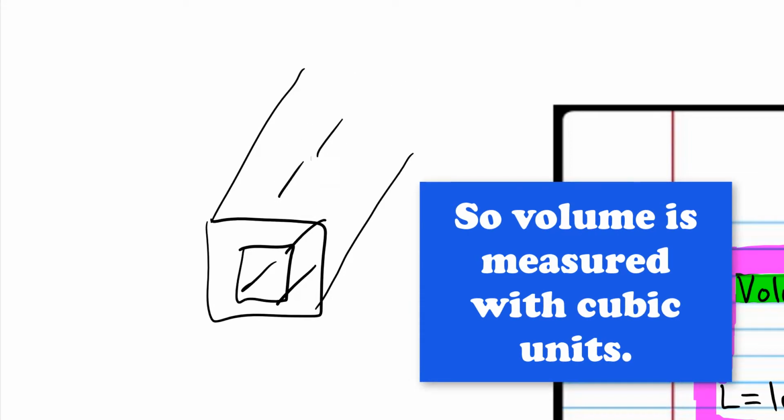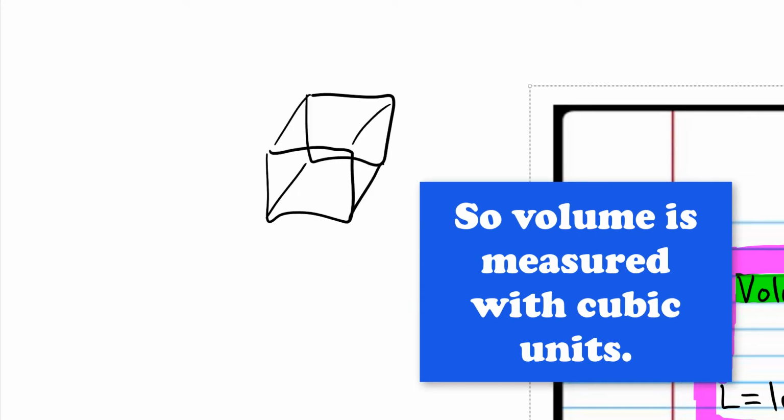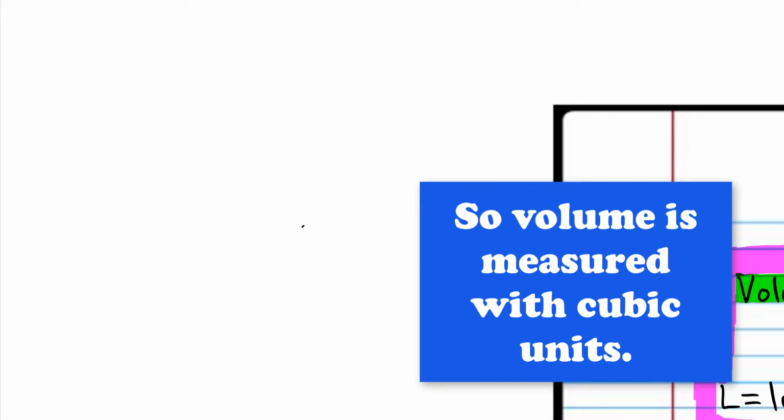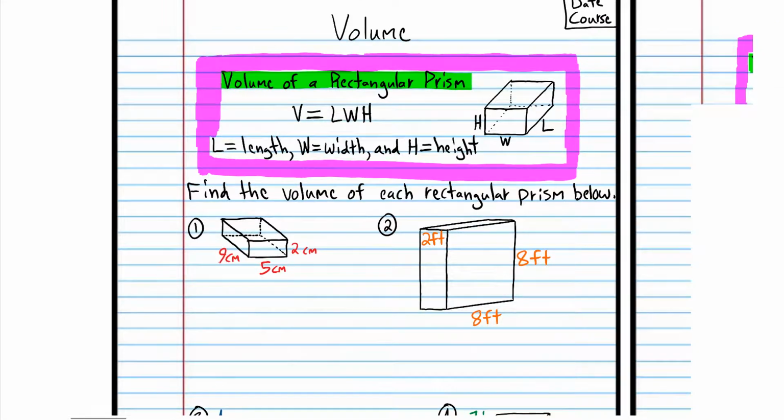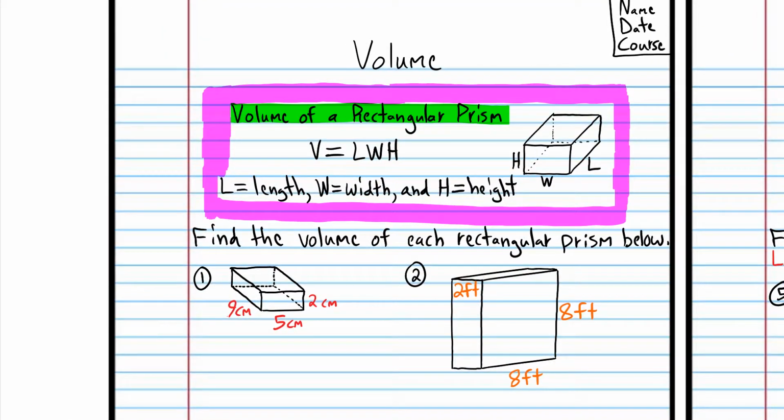A cube is just a rectangular prism where all the sides have the same length. If this side is x, then this side must be x. The width must be x also. That's a cube. So it's kind of like an ice cube, but not all ice cubes are exactly the same length on each dimension.